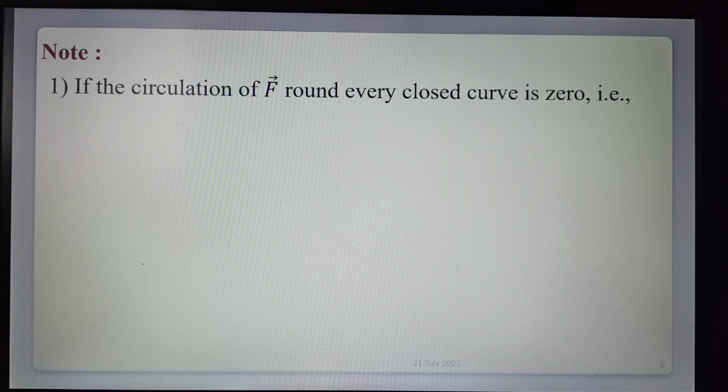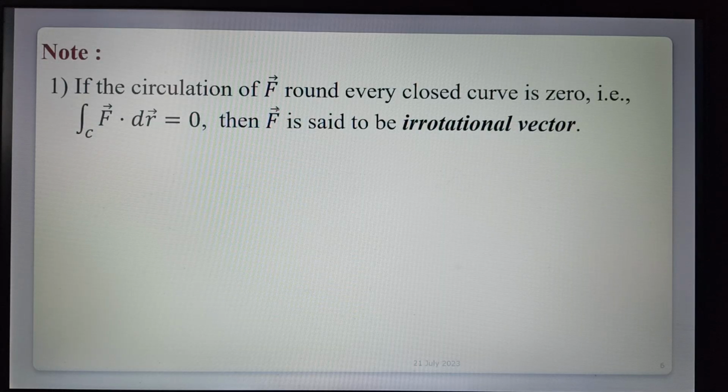So see the next note here. If the circulation of f bar round every closed curve is 0, that is, the integration of f bar dot dr bar, that is a line integral, is equal to 0, then f bar is said to be an irrotational vector. When the line integral of the given vector field is 0 along a closed curve, the vector field is called the irrotational vector.